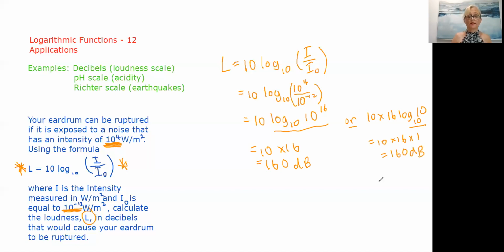Now, if a question is asked in a worded form, you should answer in a worded form. You don't have to write a great big essay about it, but you should answer in a sentence. So you should say something like, therefore, a loudness of 160 decibels could cause eardrum rupture or something like that.